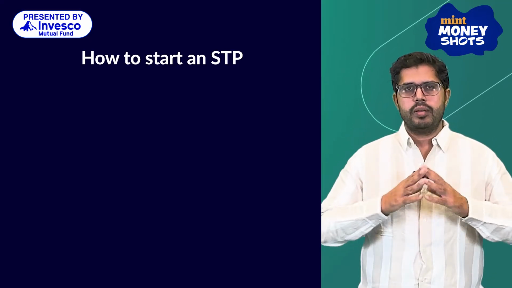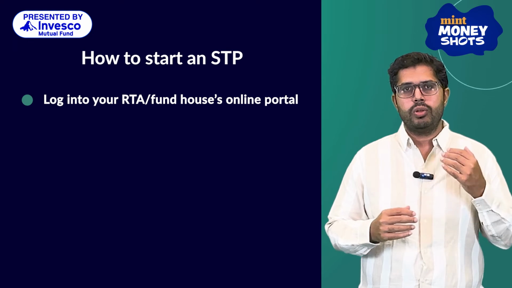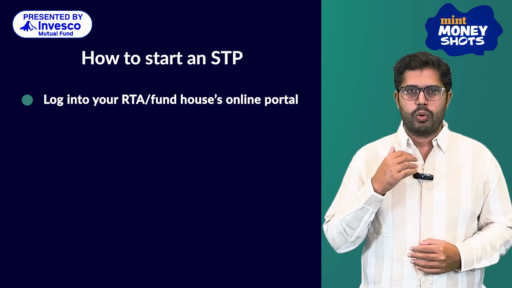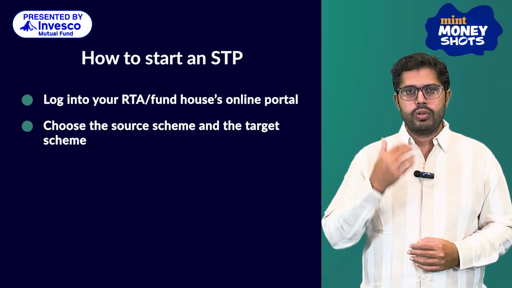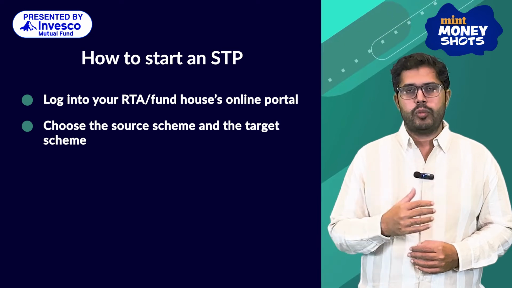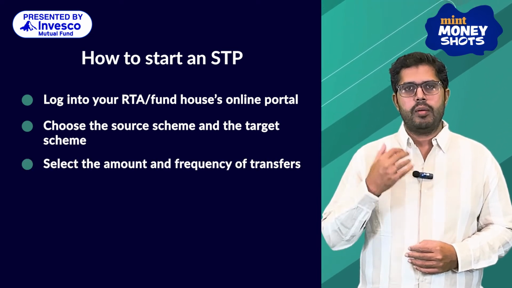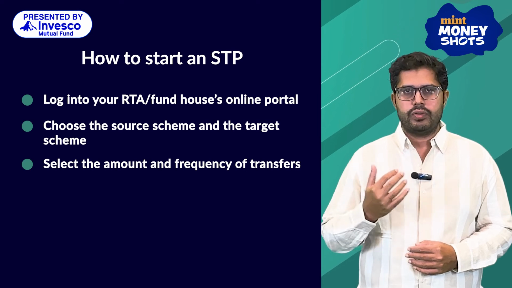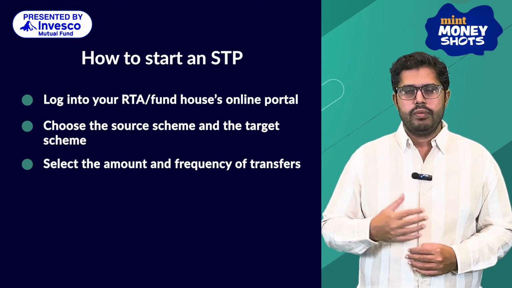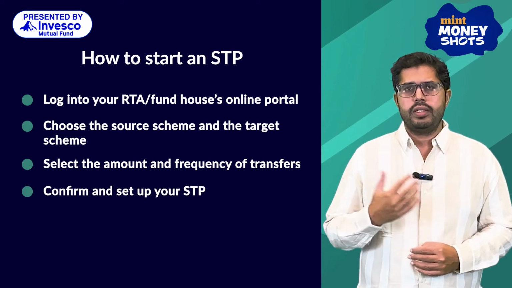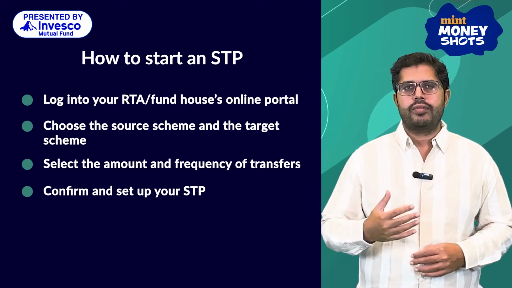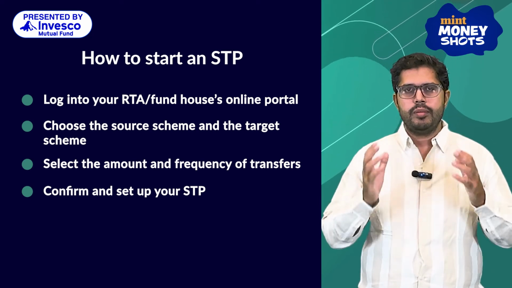Starting an STP is simple. Number 1, log into your RTA or fund house's online portal. Number 2, choose the source scheme and the target scheme or schemes that you want to transfer to. Third, select the amount and the frequency of such transfers, such as monthly or quarterly. Number 4, confirm and set up your STP. You are now set to transfer systematically between schemes.